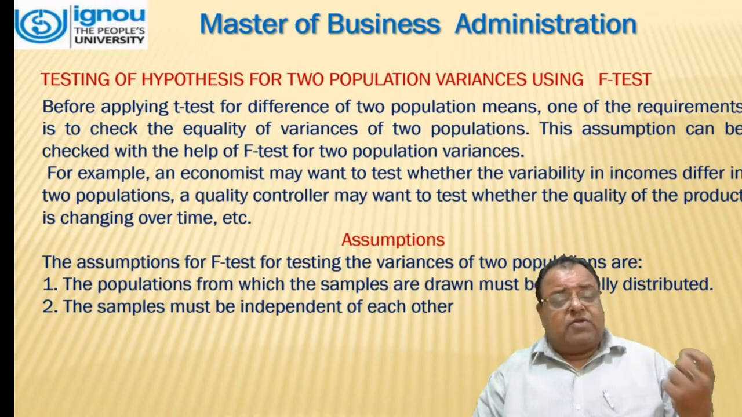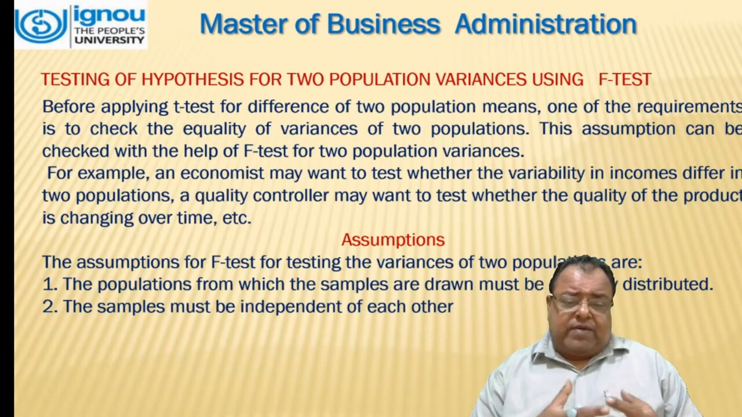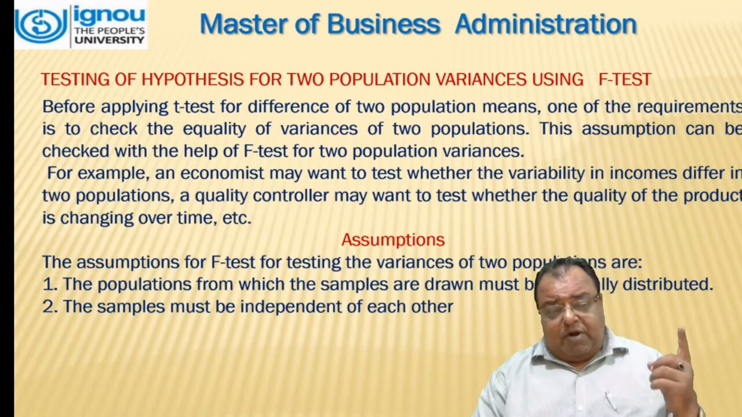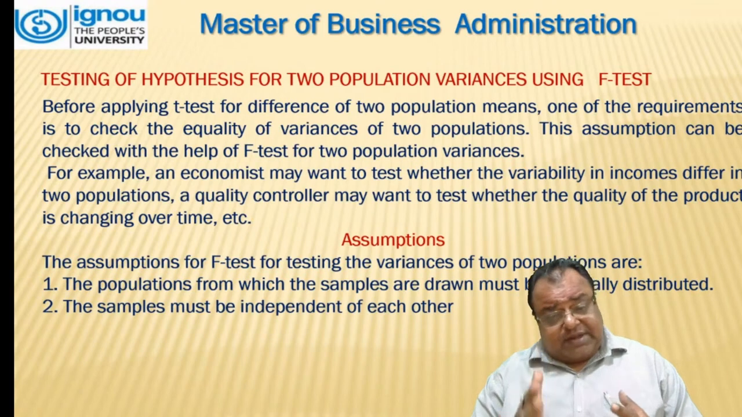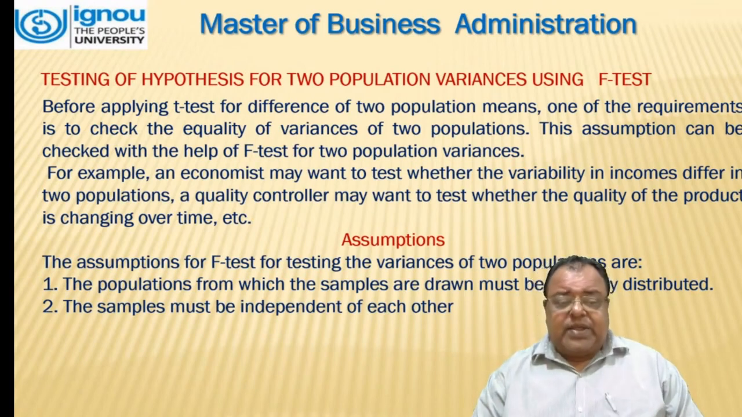Now, what are the assumptions? Assumptions for F-test for testing the variance of 2 populations are: the populations from which the samples are drawn must be normally distributed, and the samples must be independent of each other.